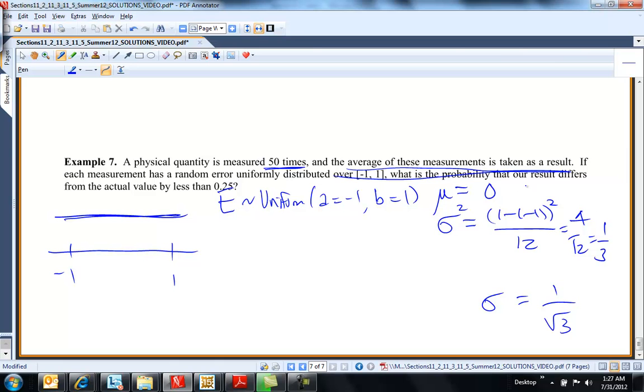The question is, what's the probability that our results differ from the actual results by less than 0.25? Each physical unit is measured 50 times and an average of these is taken, so this is a question about X bar. What is the probability that the average differs from the actual value by less than 0.25? That means it could be off in either direction.